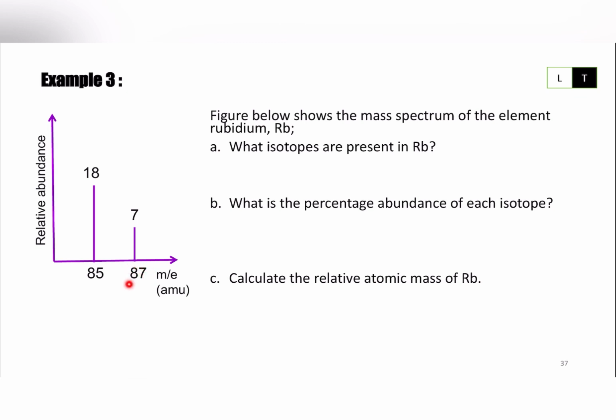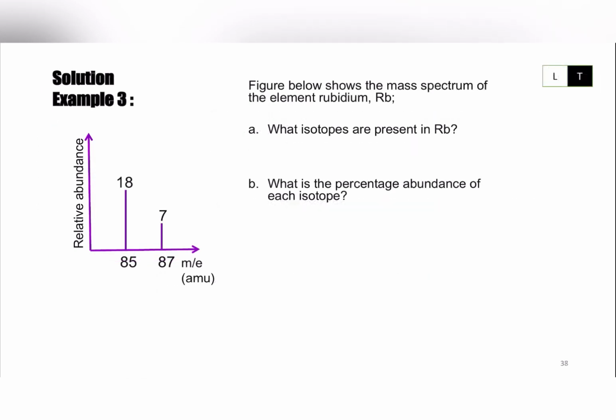So this is referring to the nucleon number. So I'm going to put my mass number like this, 85Rb and 87Rb. So that's how you write down what isotopes are present in Rb. That settles question A. Now we go to question B.